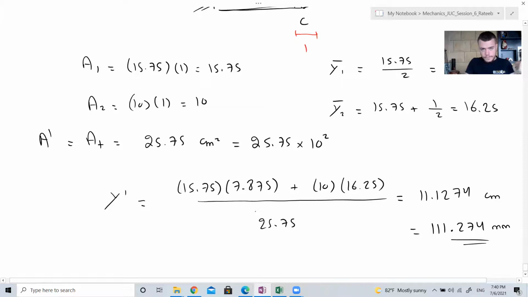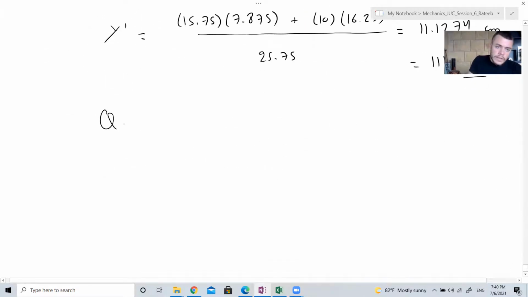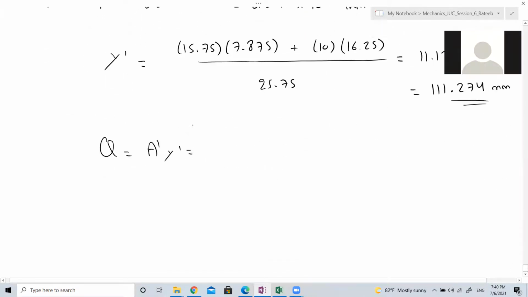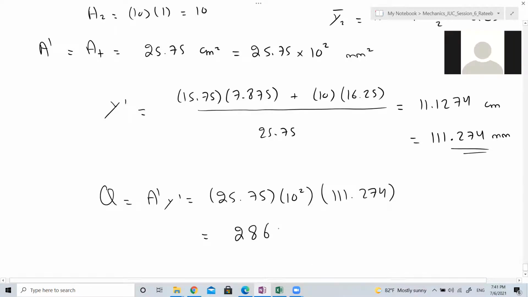Right, millimeter squared. So Q is A prime Y prime. A prime is 25.75 times 10 squared, times Y prime which is 111.274. Are we understanding it, not too much? A lot. We understand. This comes out to millimeter to the power 3.